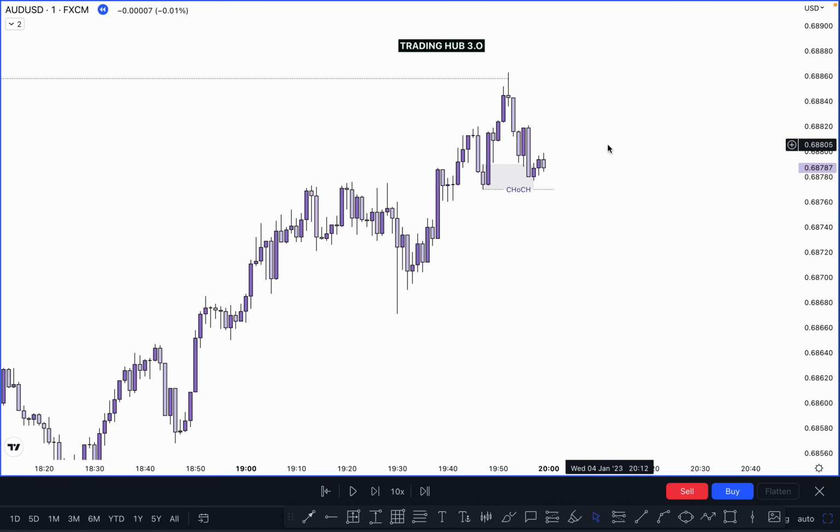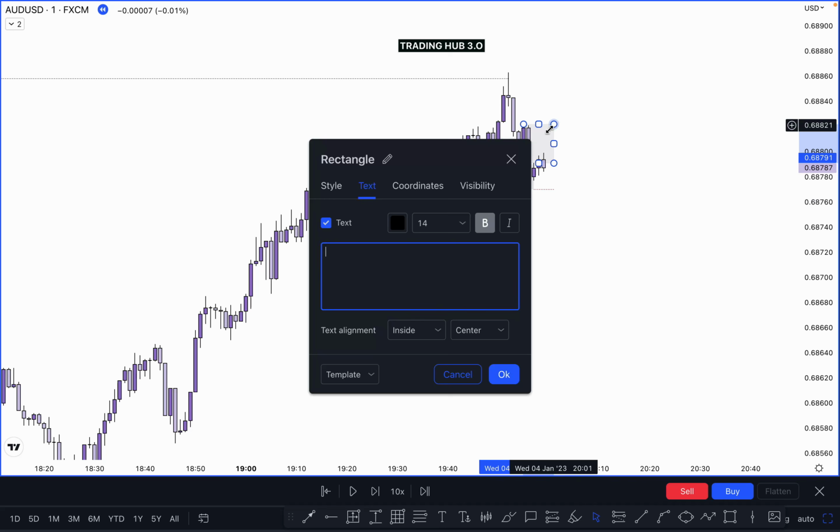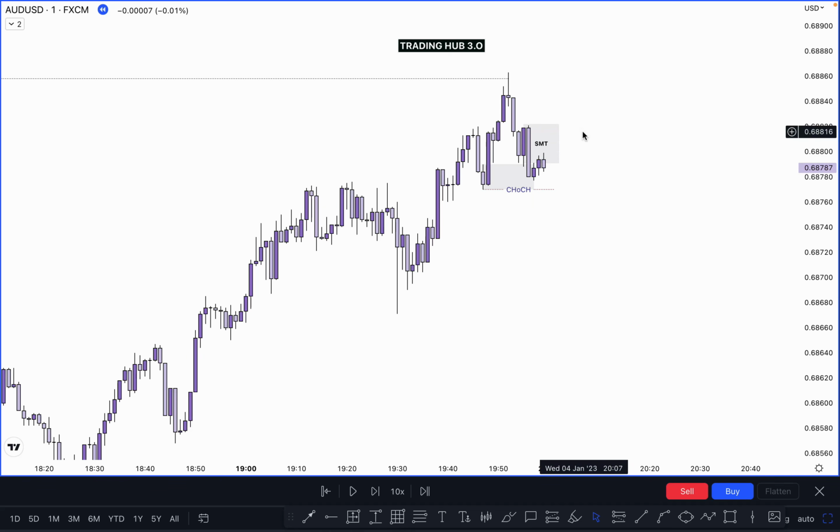So let's see what happened next here, and don't try to sell here at this point, because some people sell immediately at this point, and this is called SMT, smart money trap. So don't try to sell here at this point, this is a pure SMT. Okay, so let's see what happened next after this one.